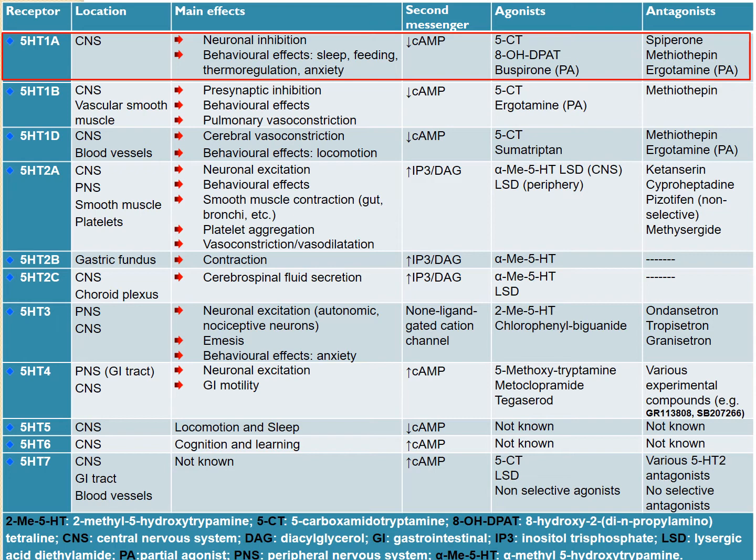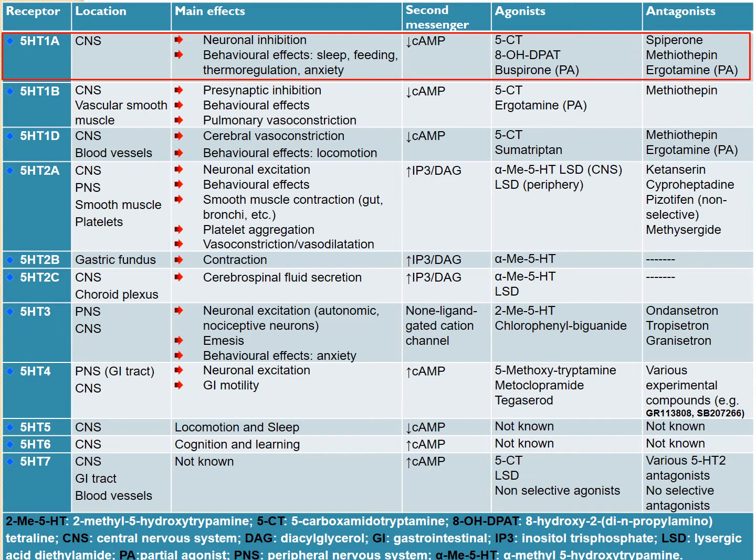The agonists involved in this 5-HT1A receptor are 5-CT, that is 5-carboxamidotryptamine, and 8-OH-DPAT, that is 8-hydroxy-2-di-propylaminotetralin, and buspirone, which is a partial agonist. And the antagonists of this receptor are spiperone, methiothepin and ergotamine.